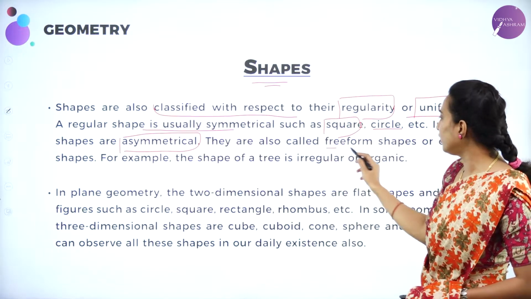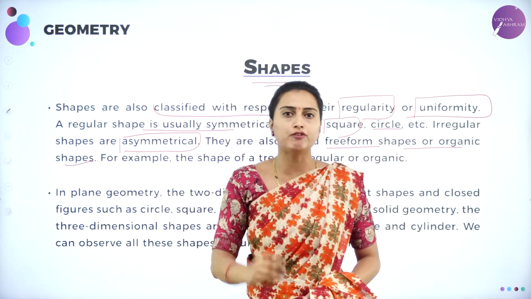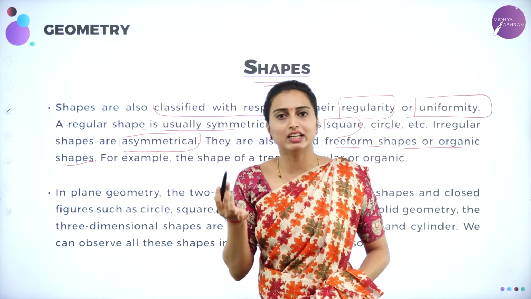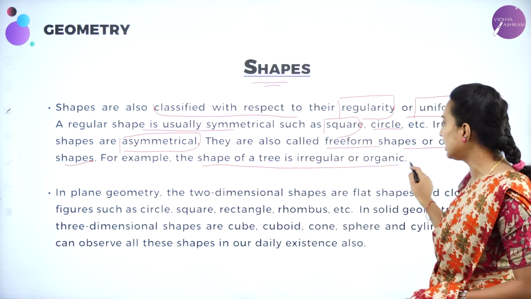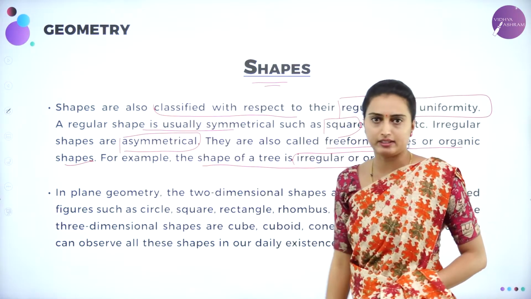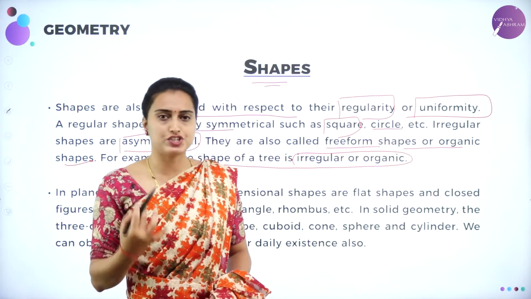And there are also free form shapes, or organic shapes. What is meant by free form? In general, we can take it as a tree. Correct? See, the shape of a tree is irregular or organic. In nature also we are going to see such types of shapes.